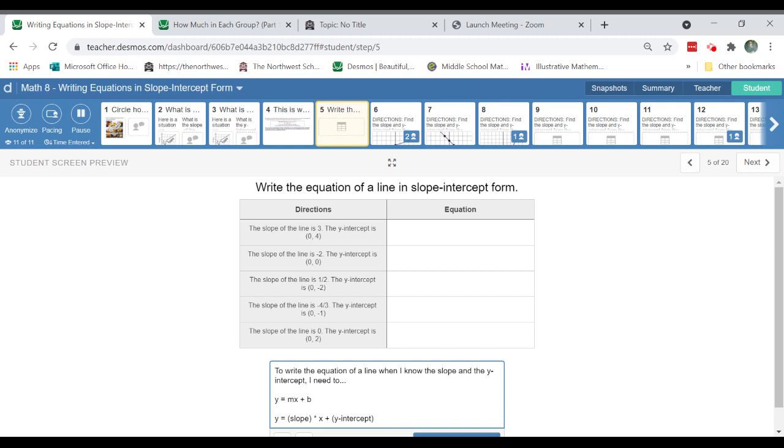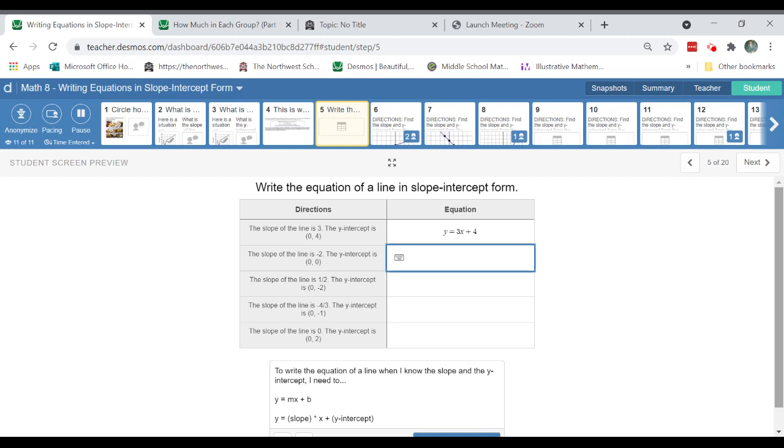So in this form, it's always going to be y equals something times x plus something. The something we multiply times the x is the slope, and then we add the y-intercept. So this first one, the slope is 3, and the y-intercept is (0, 4). So the value of b is 4. So it's going to be y equals 3x plus 4.